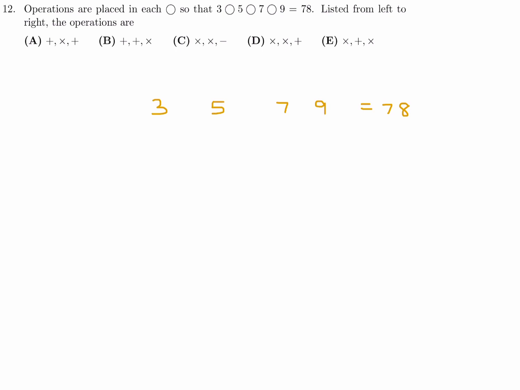Well, 78 is a much larger number than 3 or 5, so we're probably going to have some multiplications in here. How about if I multiply this and this? We've got 15 and 63. And then if I add them, I'll get 78. Yeah, and that's it. So like I said, it's really just trial and error, fiddling around with those signs. So my signs are times, plus, times. Times, plus, times is choice E.